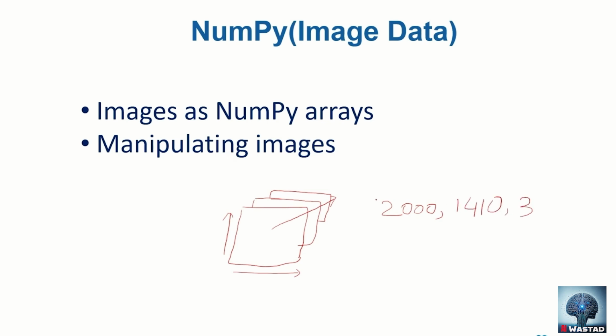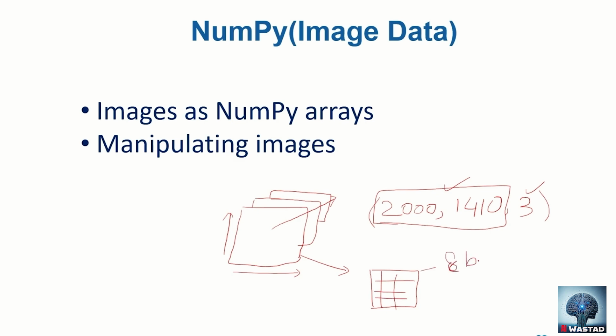So you may, for example, have an image with 2000 rows, maybe 1410 columns, and 3 channels. That means this is the size of one channel, and you have 3 channels of those. Well, if you see one particular channel, it's a two-dimensional array of numbers. If that's an 8-bit array, each number is between 0 and 255. And if the image has only one channel, that is considered to be a grayscale image.